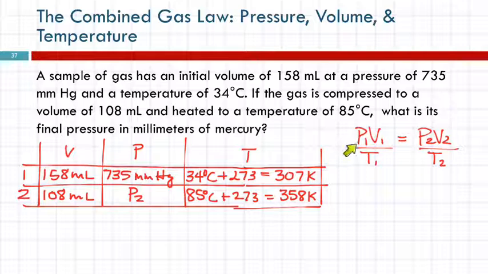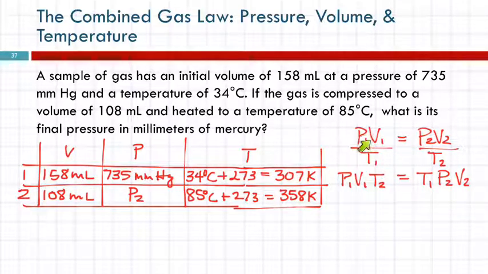Anyway, we need to rearrange this. It's got a fraction in it, so cross multiply. P1V1T2 equals T1P2V2. I took this top P1V1 times the bottom on the other side. That's how I got this. I take the bottom of this side, T1, and multiply by the top on the other side to get rid of those nasty fractions.